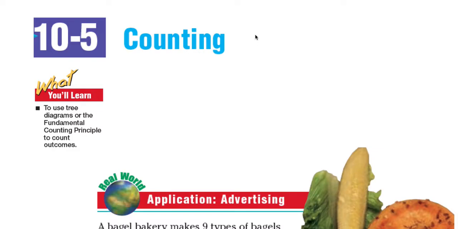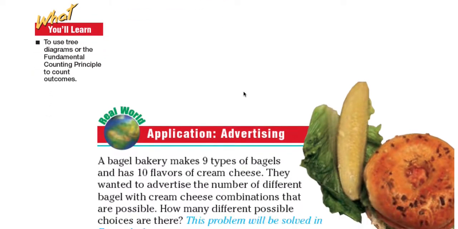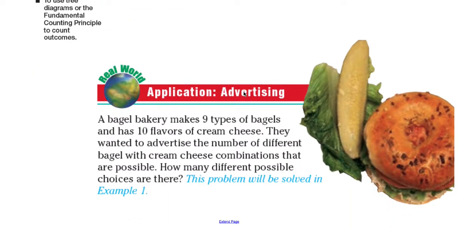Counting. The objective of this lesson is to use tree diagrams or the fundamental counting principle to count outcomes. Let's take a look at this example. A bakery makes 9 types of bagels and has 10 flavors of cream cheese. They wanted to advertise the number of different bagel with cream cheese combinations that are possible. So how many different possible choices are there? We will solve this in example 1.